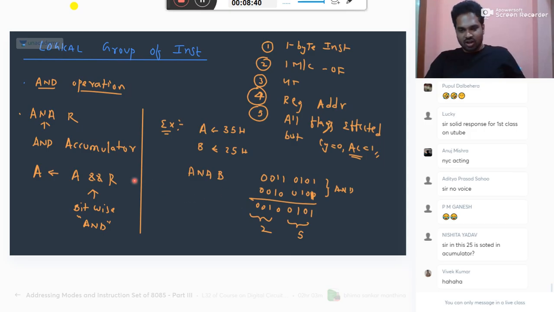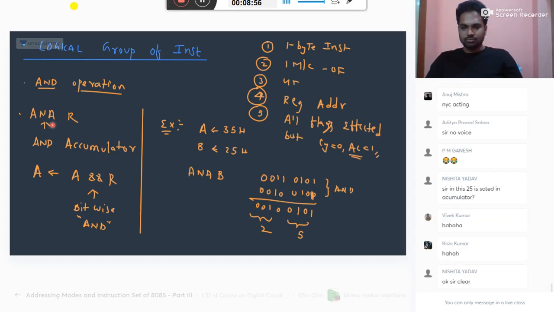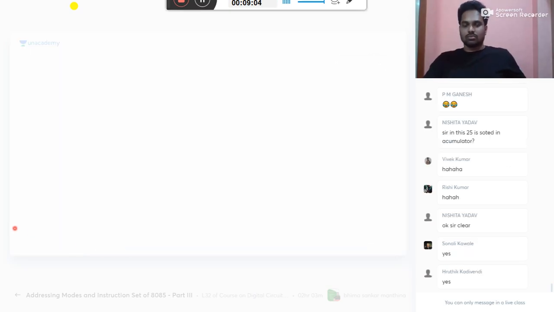Next instruction, ANI, AND immediately 8-bit data. I should tell you a few things. Blindly if I say this AND or XOR, it is of no meaning. I need to explain where we use this. That is important, the application where we use it. I will explain definitely. So see here, first ANI, AND immediately 8-bit data.